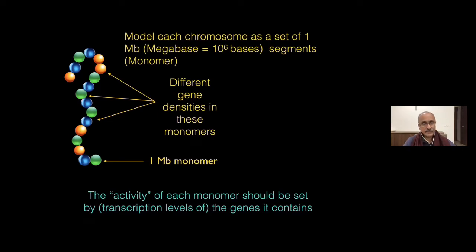So I can say that, look, there must be a different gene density in this monomer versus this monomer versus this monomer. The next step is to say that the activity that I must assign to each of these monomers must be set by the amount of transcription that is going on of the genes contained in that monomer. So right now we're making a statement that puts the biology back in. I have described my chromatin, or my DNA and the chromatin attached to it, and all of the other stuff attached to it, in terms of a polymer description of many monomers attached together. But now I say these monomers are not alike. And the reason they're not alike is because they contain different numbers of genes, and these genes have different levels of activity.